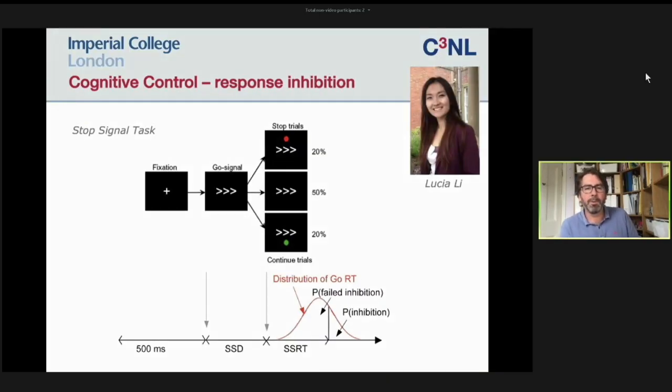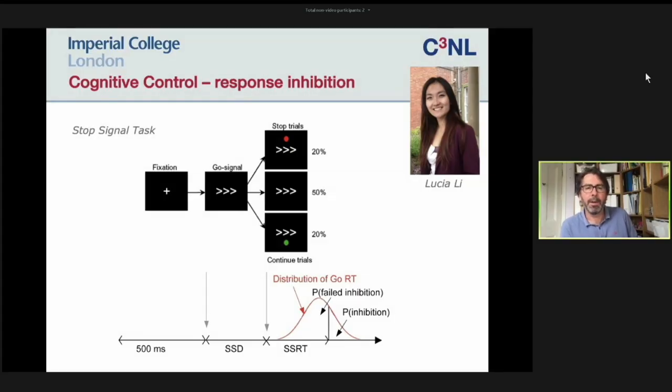So my group's been particularly interested in problems that arise after traumatic brain injury, and often patients suffer with difficulties with cognitive control. So these are the set of functions that allow you to control your behavior. And one of the critical functions is response inhibition. So this is the ability to inhibit or stop unwanted actions.